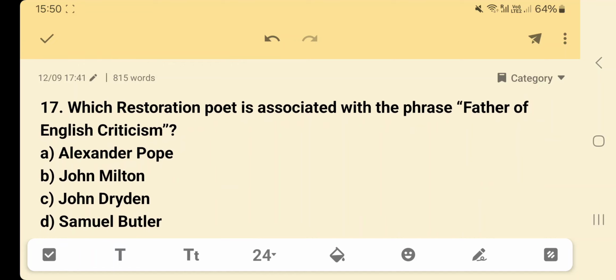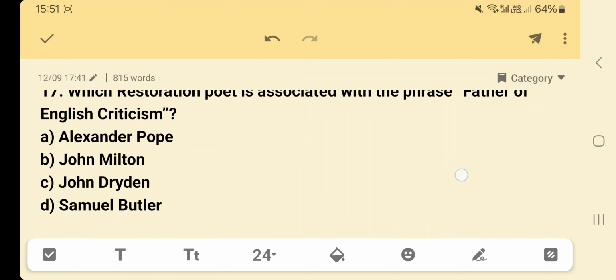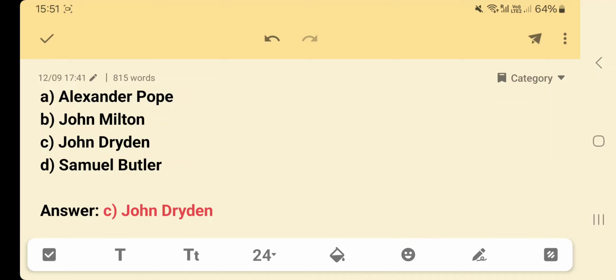Which Restoration poet is associated with the phrase Father of English Criticism? Option A, Alexander Pope. Option B, John Milton. Option C, John Dryden. Option D, Samuel Butler. Answer: option C, John Dryden.